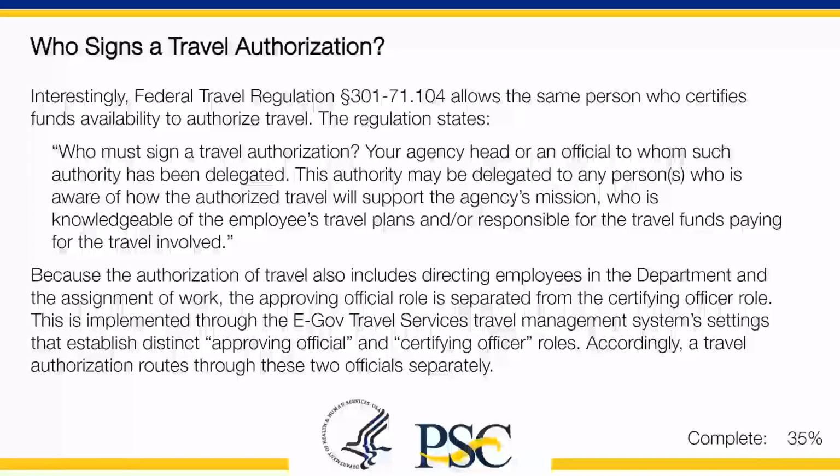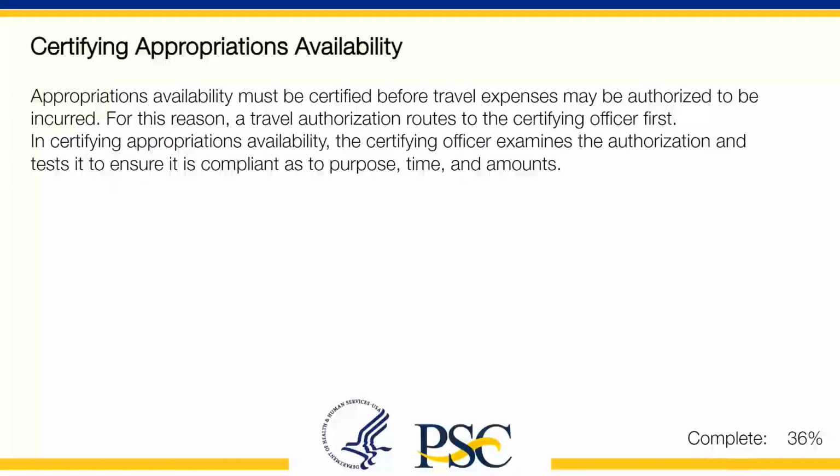End quote. Because the authorization of travel also includes directing employees in the department, and the assignment of work, the approving official role is separated from the certifying officer role. This is implemented through the eGov Travel Services Travel Management System settings, that establish distinct approving official and certifying officer roles. Accordingly, a travel authorization routes through these two officials separately. Appropriations availability must be certified before travel expenses may be authorized to be incurred. For this reason, a travel authorization routes to the certifying officer first.